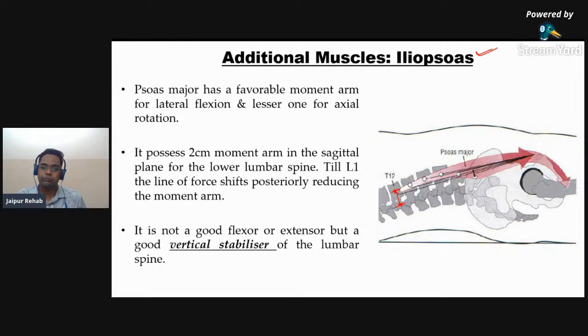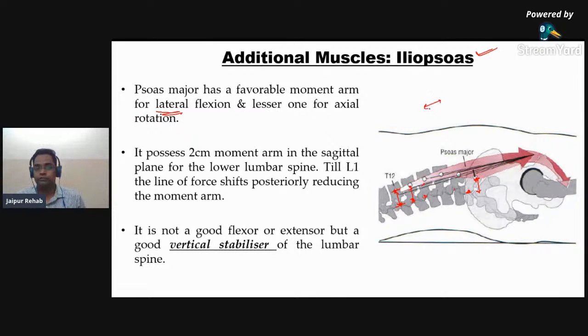So the momentum for T12 is very less. Similarly, the momentum for L1 also is less. L2 is also less. But as it goes deeper, it goes down distally, eventually the momentum increases, although it doesn't increase too much, but it increases in comparison to that of T12, L1, L2. So it is a very good stabilizer of the upper lumbar spine, but it is a good mobilizer for the lower lumbar spine, right?